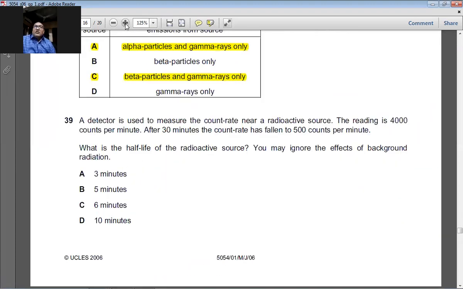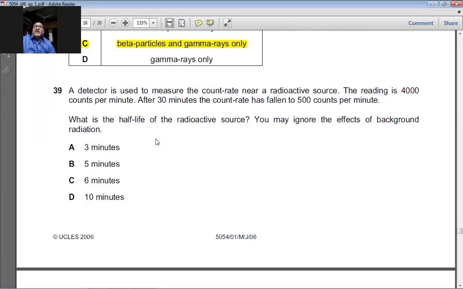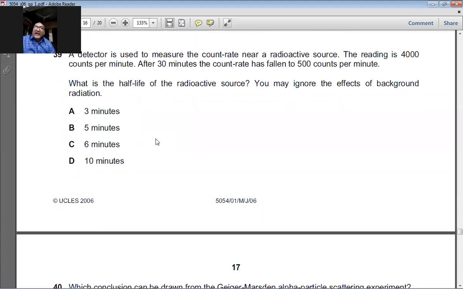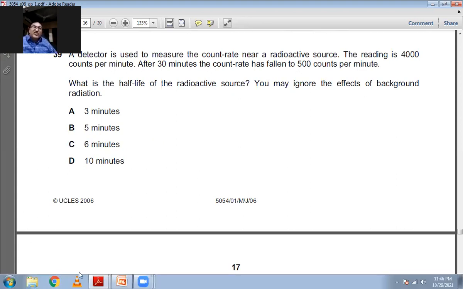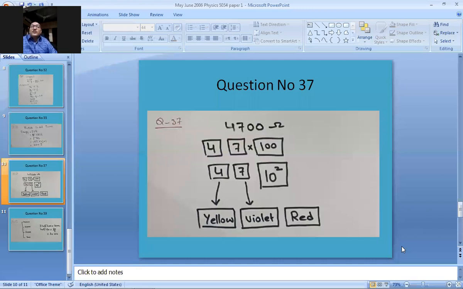Okay, so the next question coming up on your screen is question number 39. He says a detector is used to measure the count rate near a radioactive source. The reading is 4,000 counts per minute. After 30 minutes, the count rate has fallen to 500 counts per minute. What is the half-life of the radioactive source? You may ignore the effect of the background radiation. Okay, so let me show you how I have done this.